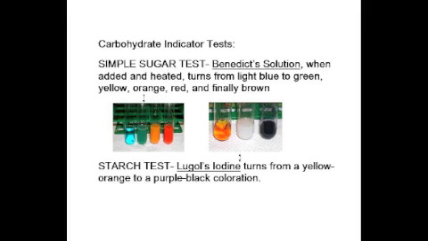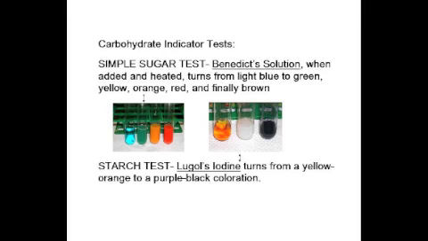Now, this slide that I've put in is for the indicator tests. Carbohydrates have 2 indicator tests. For the monosaccharide or simple sugar test, you use Benedict's. You add it a specific amount, and then you're going to heat it. It will turn from a light blue into like this dark rust orange color.